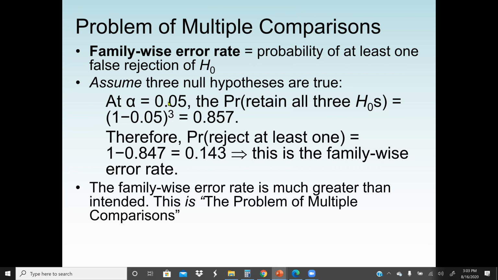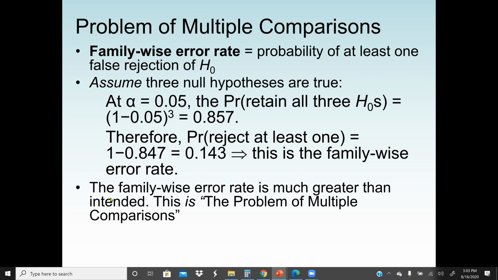So if all the three possible HOs are true, then the probability of retaining all the three HOs will be 1 minus the alpha value to the power 3, which will give us 0.857. So therefore we say that the probability of rejecting at least one will be 1 minus 0.857. So the answer will be 0.143. This is what we call the family-wise error rate.